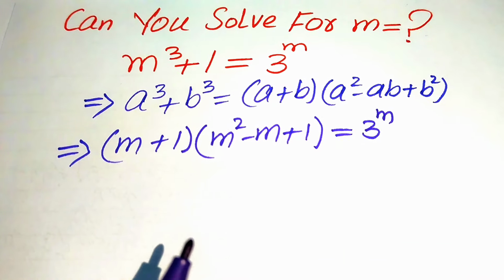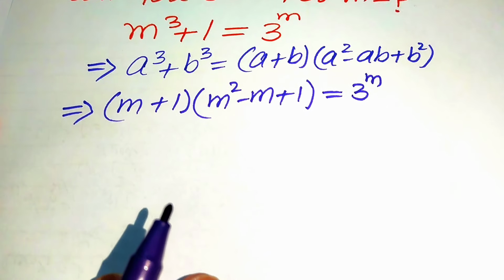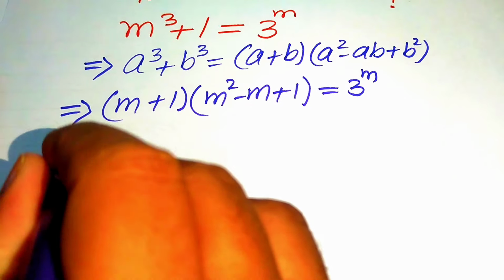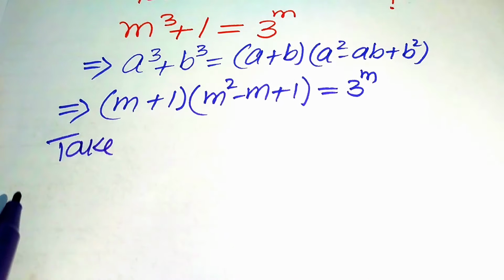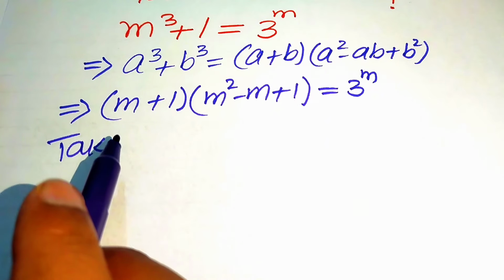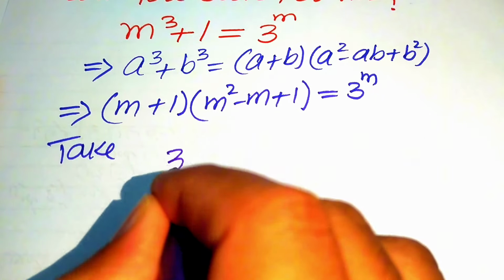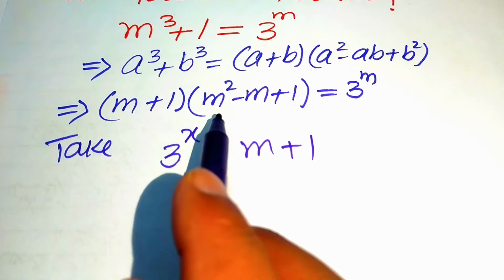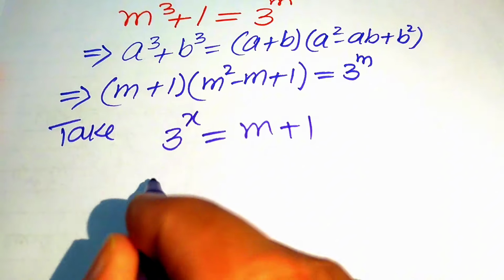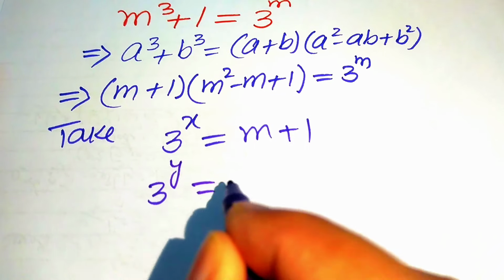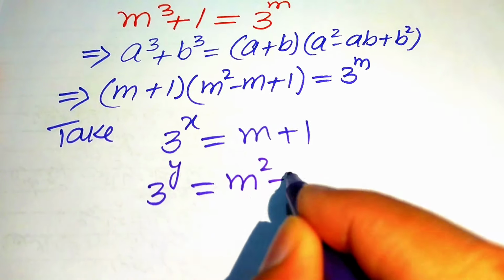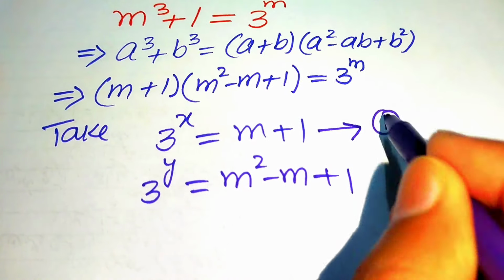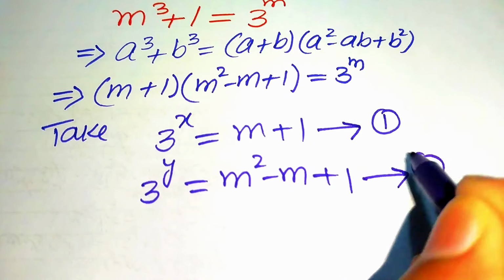So now in the next step, we take some substitutions in order to solve this problem. First we take m plus 1 equals 3 to the power of x, or we write it as 3 to the power of x equals m plus 1, and we take m squared minus m plus 1 equals 3 to the power of y. We call the first equation number 1, and the second equation number 2.